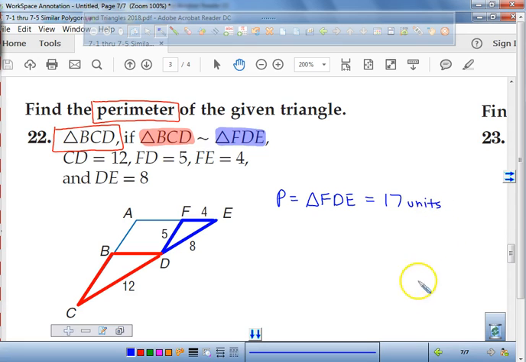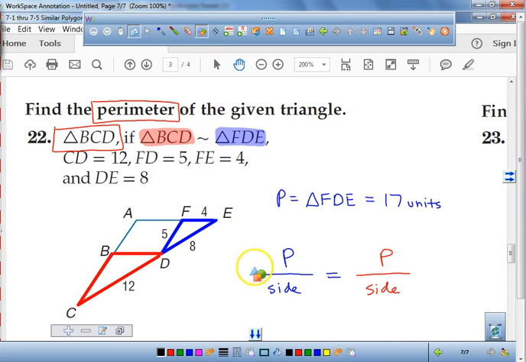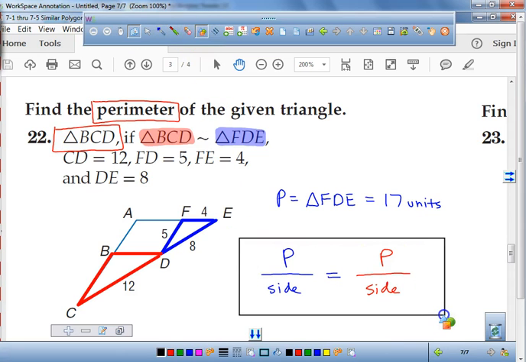Okay? So what I want you guys to understand is you can actually take the perimeter of one triangle and compare it to the perimeter of another triangle. Just like you can compare the side of one triangle and compare it to the side of another triangle. This is very, very important that you guys have this in your journal, because this makes this problem ridiculously easy. You can compare perimeters to each other, just like you can compare sides to each other. So watch what we're going to do here.